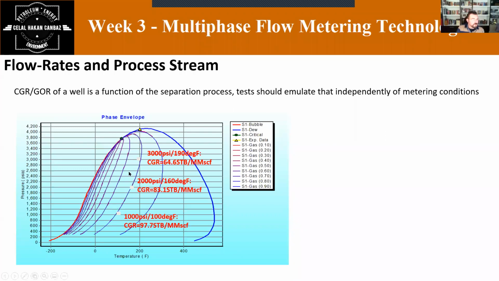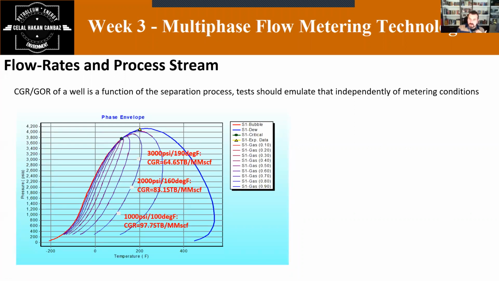Okay. So for example, in here, your phase envelope is available. For example, at 3000 psi and 190 degrees Fahrenheit, your condensate gas ratio measured as 64.6. It changed to 83 when it comes to 2000 psi with 160 Fahrenheit. And at 1000 psi with 100 degrees Fahrenheit, your condensate gas ratio comes to 97.7. Okay, so it directly changed. So each point is crucial to make your measurements.